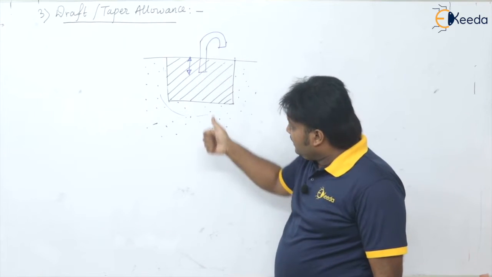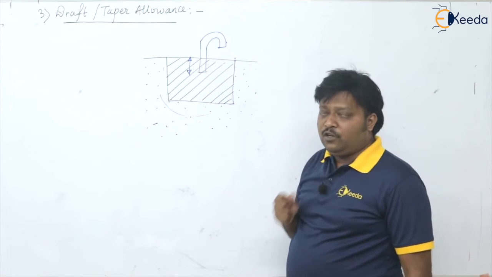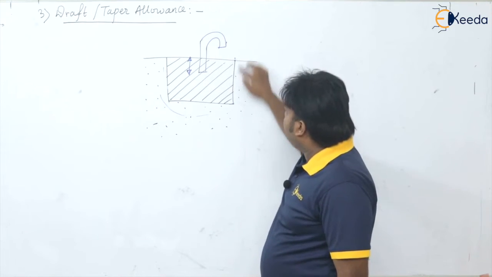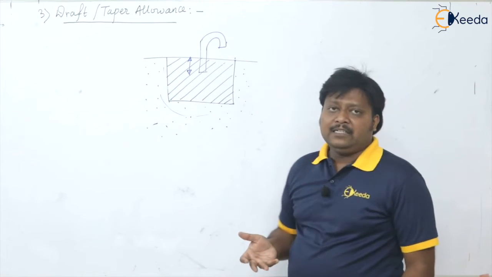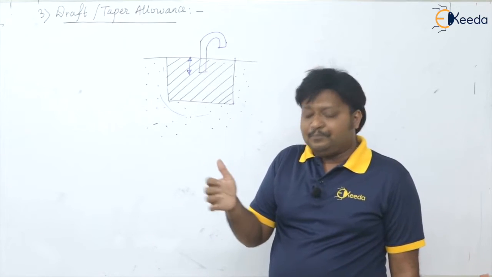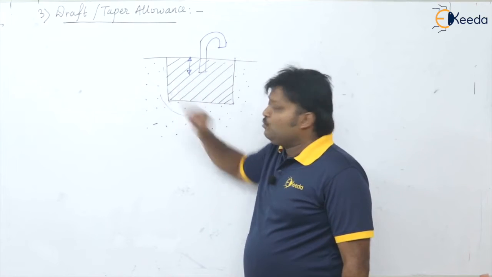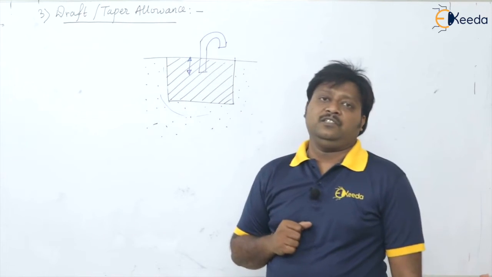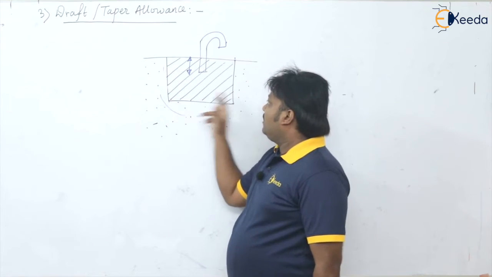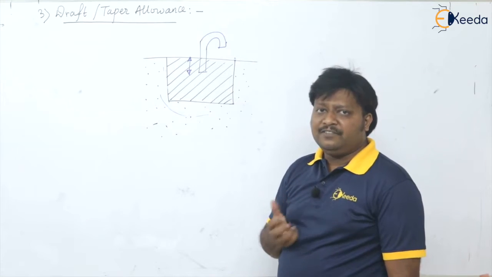So what happened is that when you are lifting this pattern, if you have not provided any kind of draft or taper, what you are observing here is that the pattern is in continuous contact with the prepared mold for this entire height, isn't it? And meanwhile, if human hands are making the mold, and if the human hand produces any kind of vibration, what will happen? This pattern is going to damage your already molded portion in the cavity, isn't it? So damage can occur on the prepared mold. So it is quite a difficult thing, no?